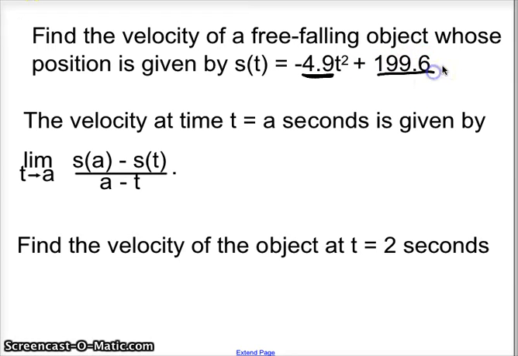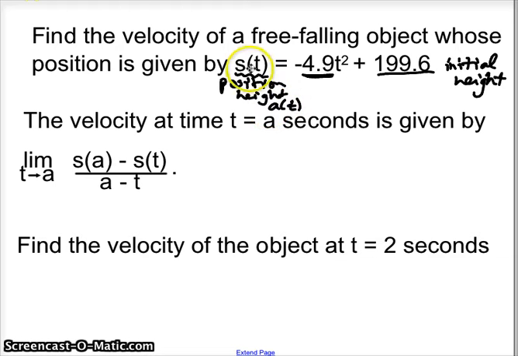This is the initial height or initial position of the object that we are throwing or dropping. S of t is what our calculus book uses for position or height. I believe in physics you use a of t, maybe. But s of t is what we'll use for position in calculus. So we're trying to find the velocity of a free-falling object.